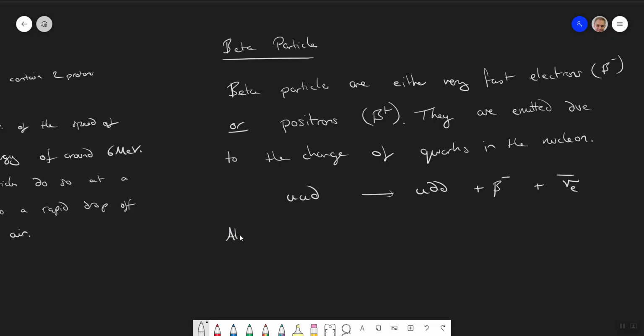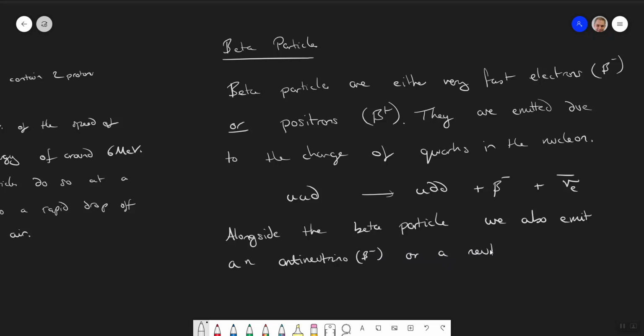So alongside the beta particle, we also emit an antineutrino, which is what happens when you emit a beta minus particle, because that's matter, so you need some antimatter, or a neutrino, which is what happens when you emit the beta plus. So that's just a reminder of what's going on inside the nucleon itself.